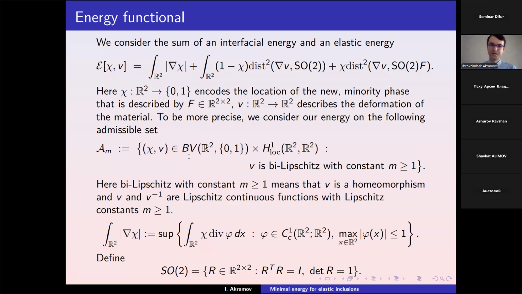Lipschitz? Bi-Lipschitz means it's Lipschitz continuous with constant M bigger than 1, and its inverse is also Lipschitz continuous with constant M bigger than 1. I mean, both of them have the same Lipschitz constant M. What is the meaning of M?